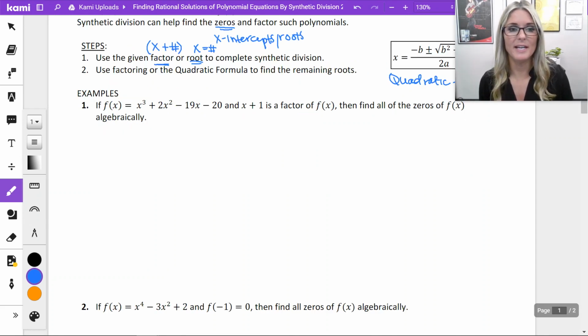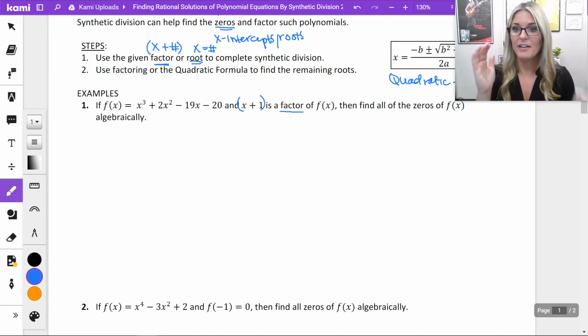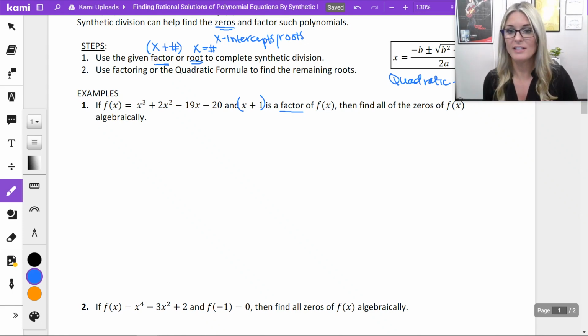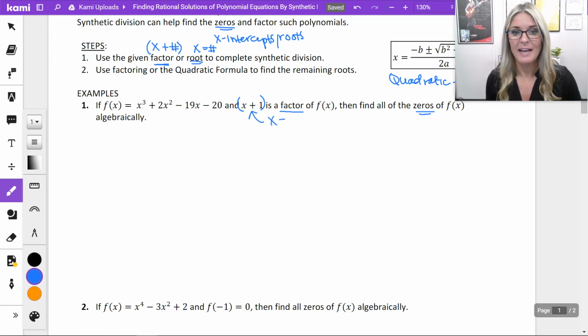So let's look at number 1. It says if f of x equals x cubed plus 2x squared minus 19x minus 20, and x plus 1 is a factor. I'm going to go ahead and put parentheses around that. That is our given factor that we already know of that polynomial. Find all the zeros, those roots, the solutions, those x-intercepts of f of x algebraically. So let's use that factor that was given. That means if I set that equal to 0 and solve, negative 1 would be the root, the x-intercept.